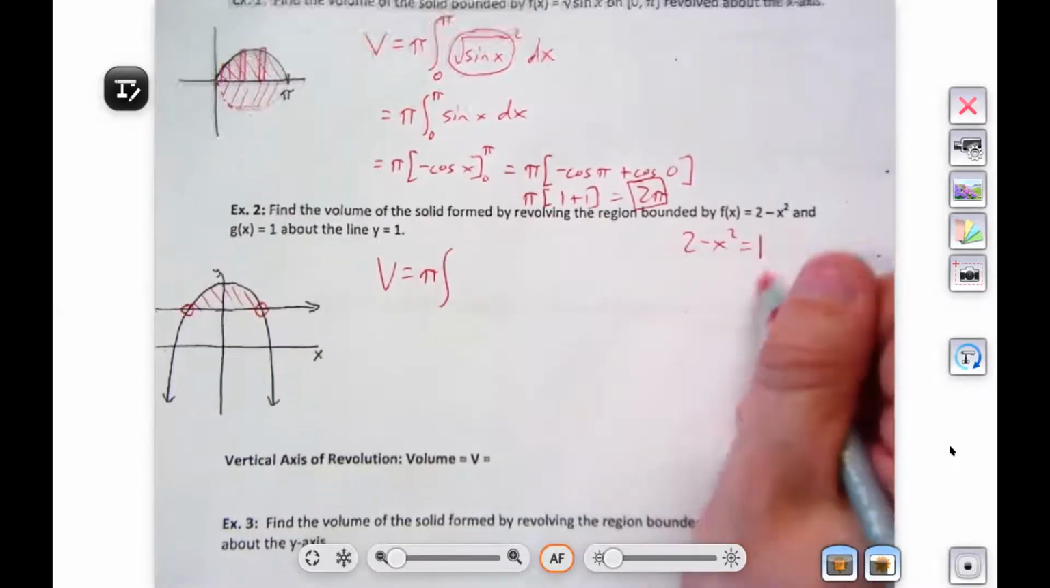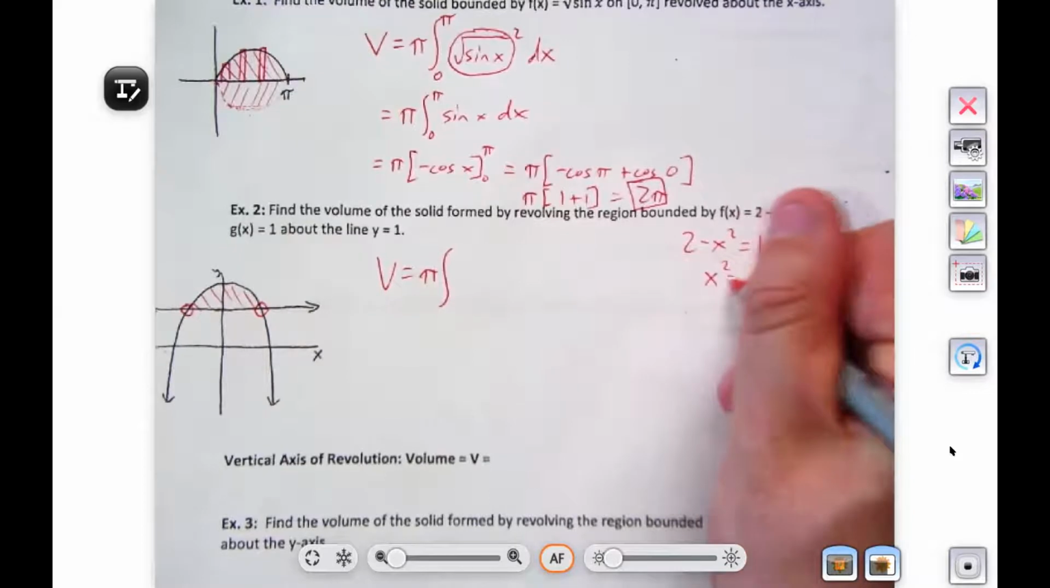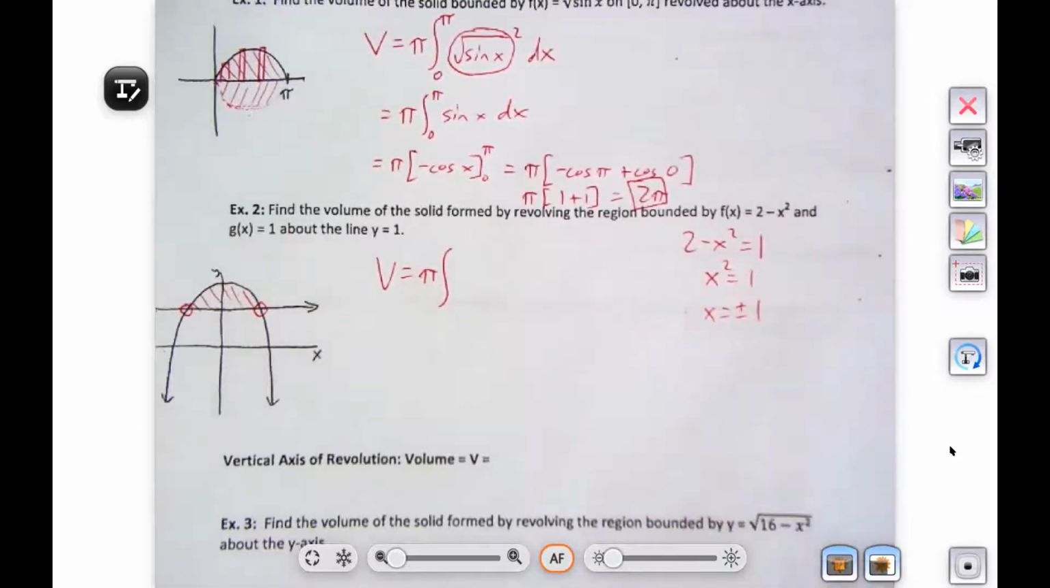So subtract 2, divide by -1, x equals plus or minus 1. So that means we're integrating from -1 to 1.